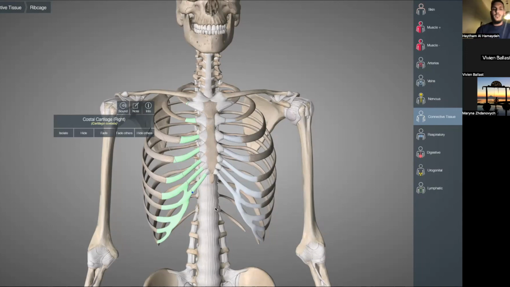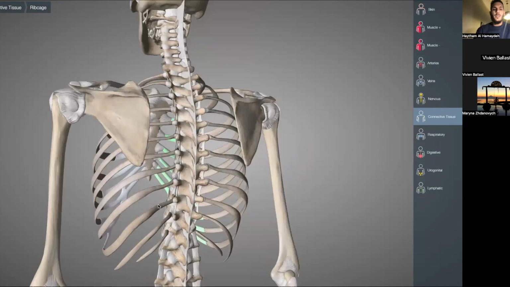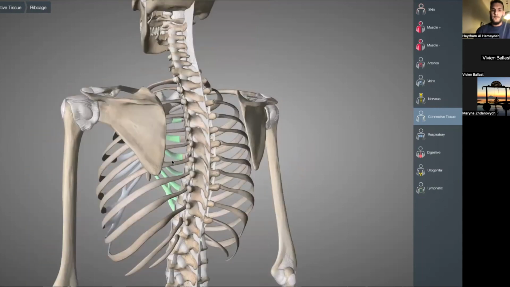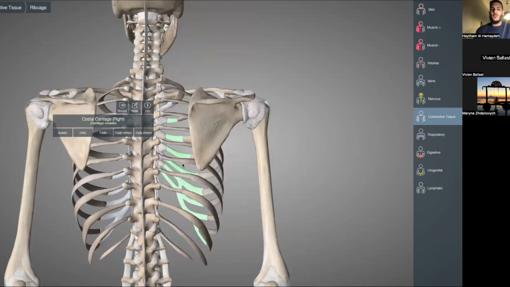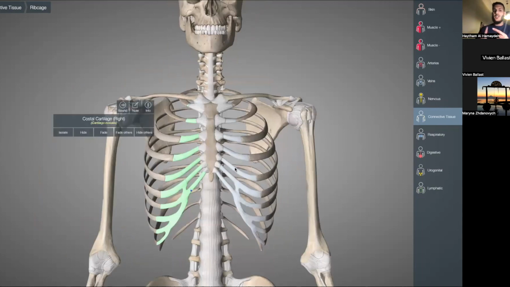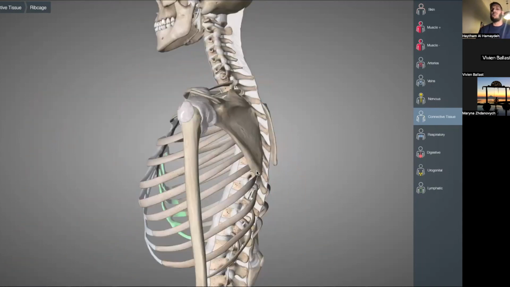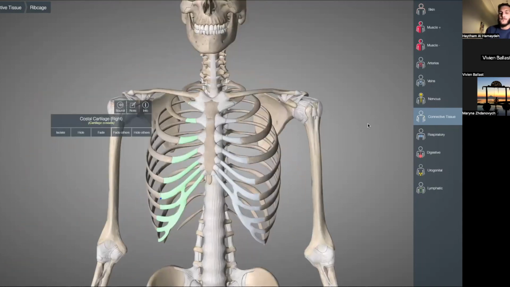And posteriorly, the ribs articulate with what? With the vertebral column. Again, first thing: the ribs are flat bones. They form the wall of the thoracic cage. Anteriorly, they articulate with the sternum using the costal cartilages. And posteriorly, they articulate with the vertebral column. Okay?